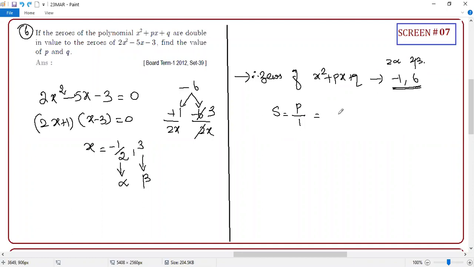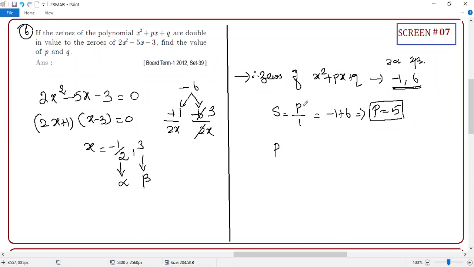What is this answer? Sum: -1 plus 6. What is the answer? 5, so -p equals 5. Here, or not? This is the coefficient relationship. Correct or not? The sum of the actual zeros is this. Then how to find q? What is the next one?